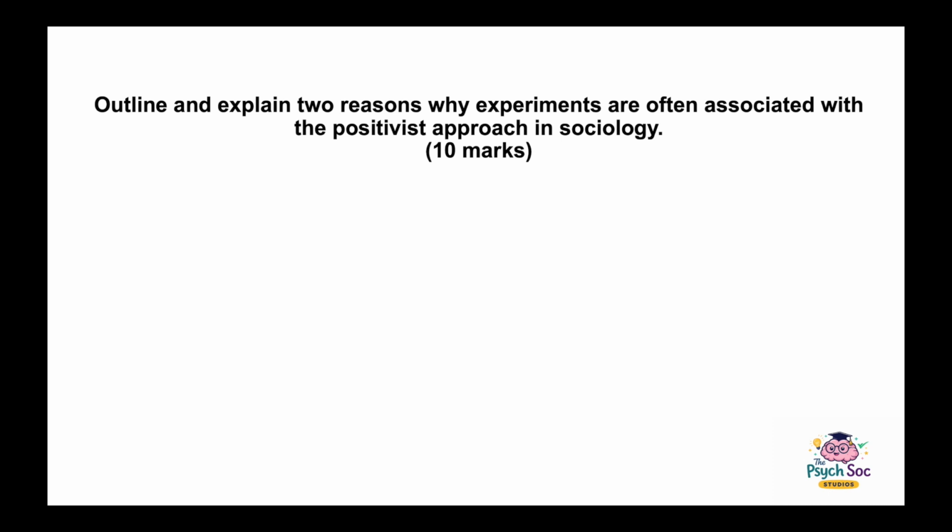Hey, I'm back with another AQA A Level Sociology exam question. This question can be found in the Theories and Methods section of Paper 1 and Paper 3. The question is, outline and explain two reasons why experiments are often associated with the positivist approach in sociology.